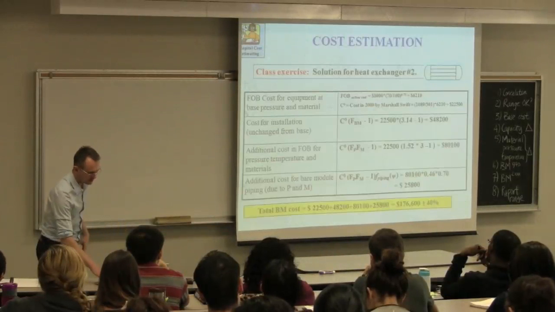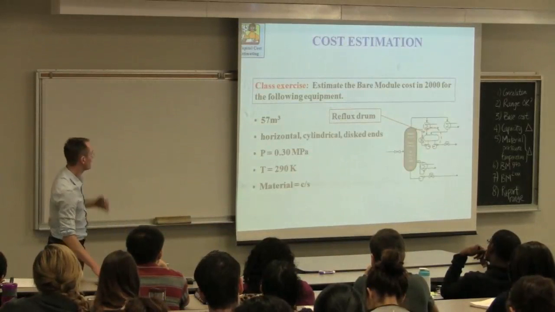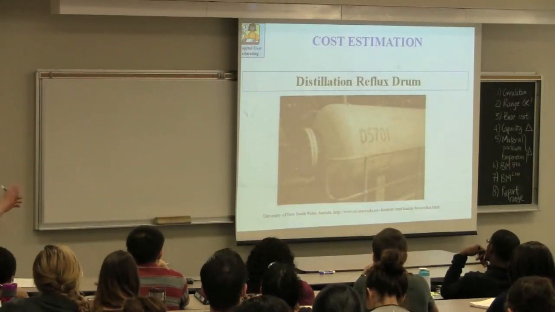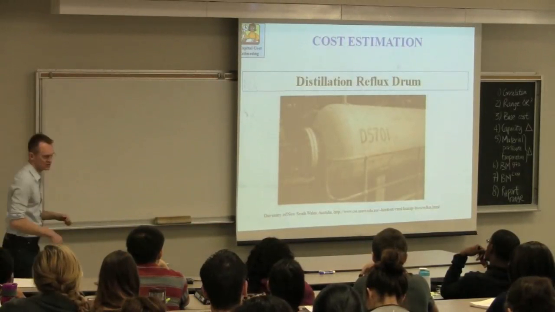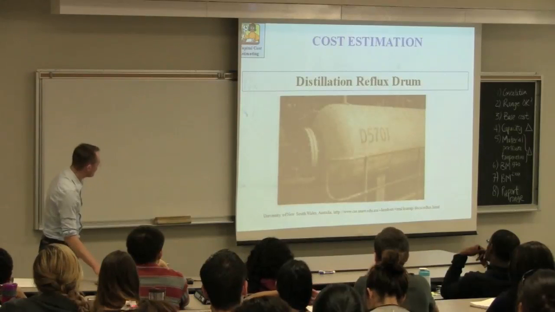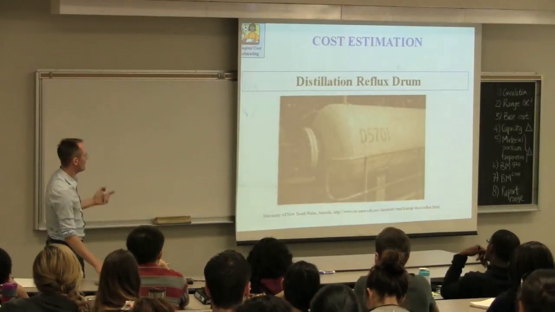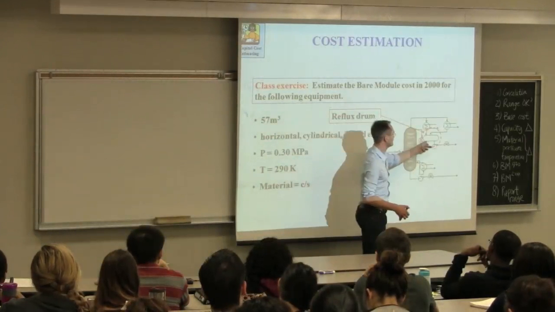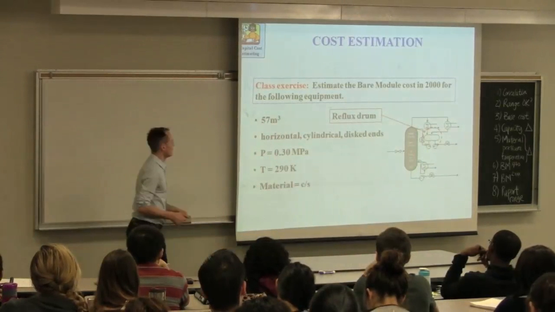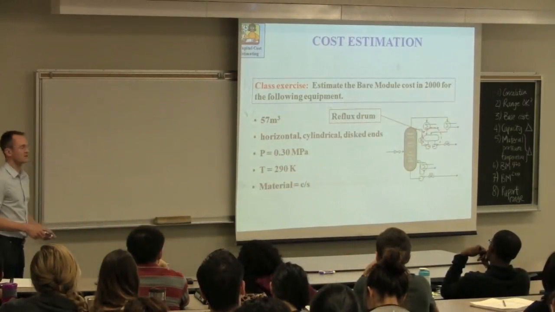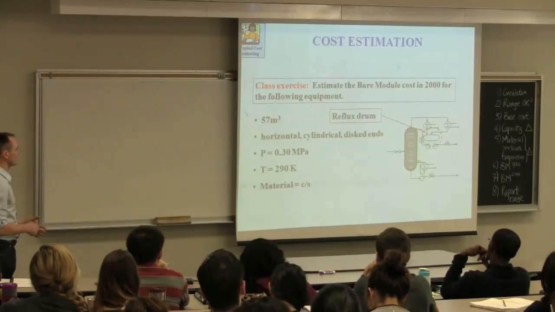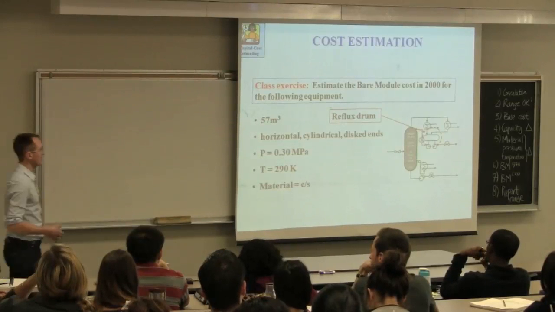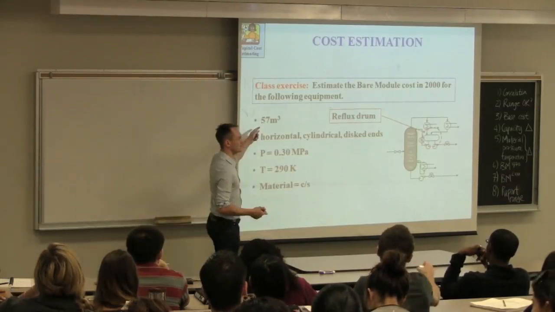So what I'd like you to do is take a minute here. We're going to look at a reflux drum from a distillation column. So this is at the top of the distillation column. At the bottom of the distillation column, you normally see the reboiler, and we're going to estimate the cost of this unit over here. So it's a horizontal unit, cylindrical with dished heads, operating at a nominal pressure of 0.3 MPa, 290 Kelvin. Made from carbon steel, and our design has the size at 57 meters cubed.